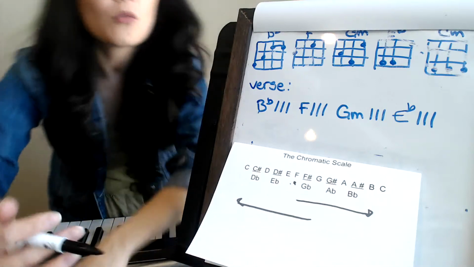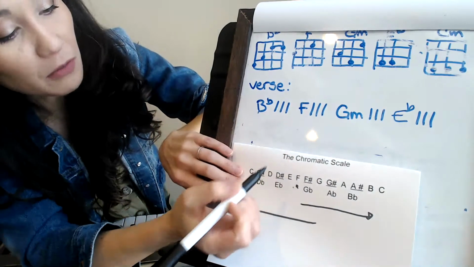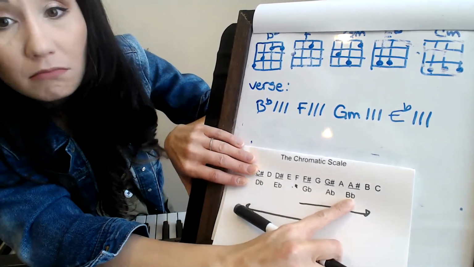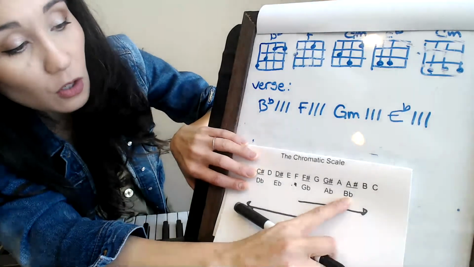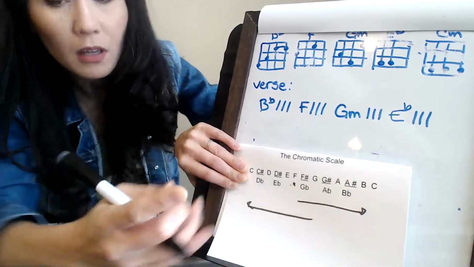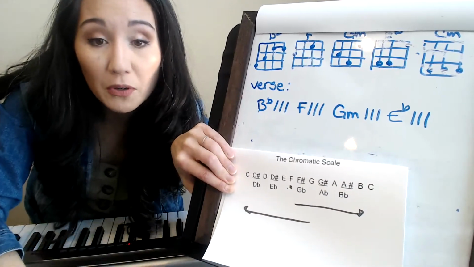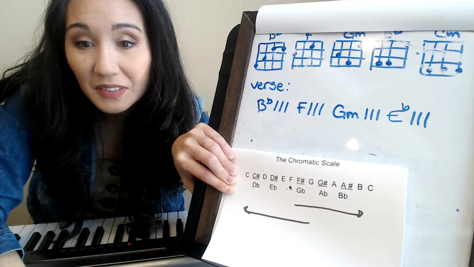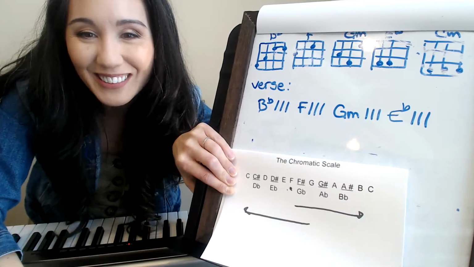All right. Now let's take a look. We're in the key of B flat. We are right here. Now let's take a look. We can either move it down or we can move it up. What do you think? Do you want to move it up or down? I'm letting you vote. Up or down?